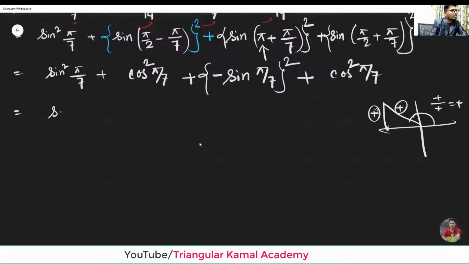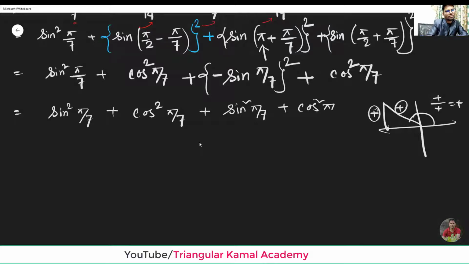Remain here, sin square pi by 7 plus cos square pi by 7. Minus square is always positive, so this is sin square pi by 7 plus cos square pi by 7. Here we can write together, theta is the same, sin square theta plus cos square theta equal to 1.